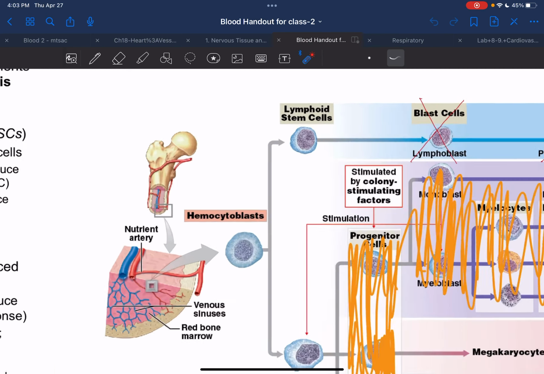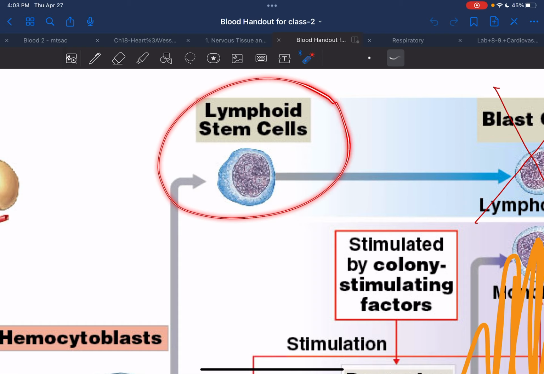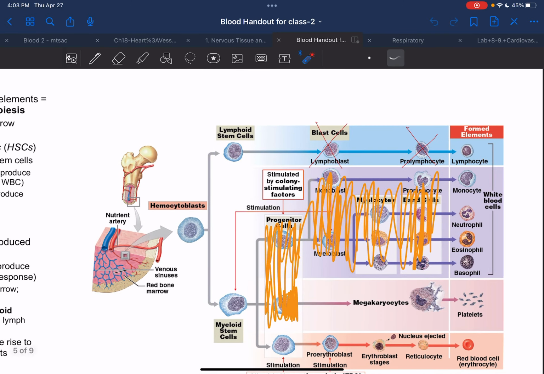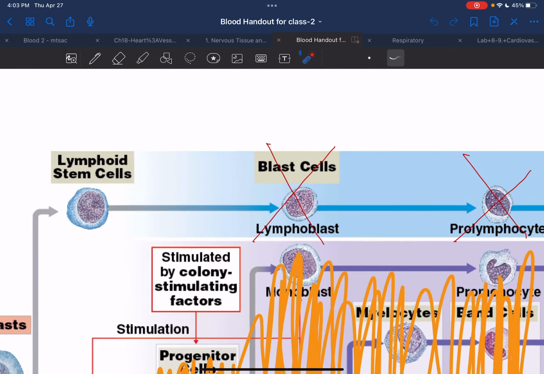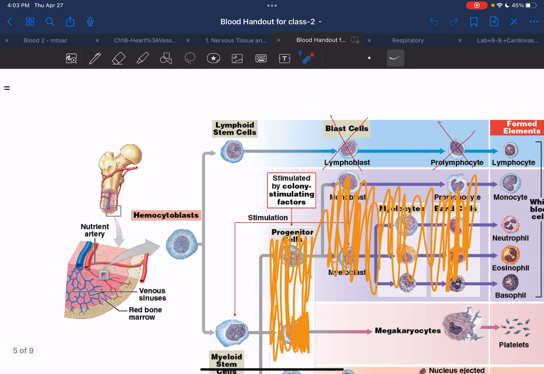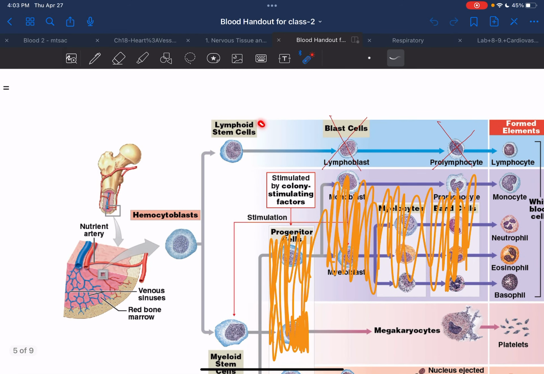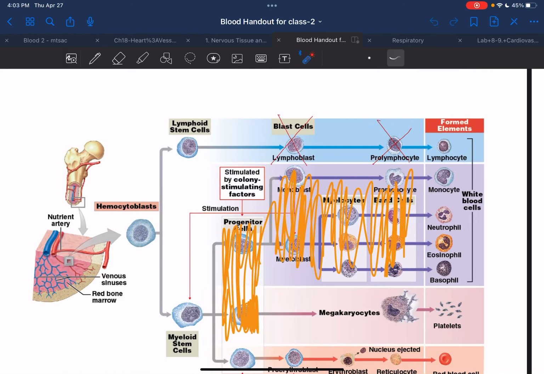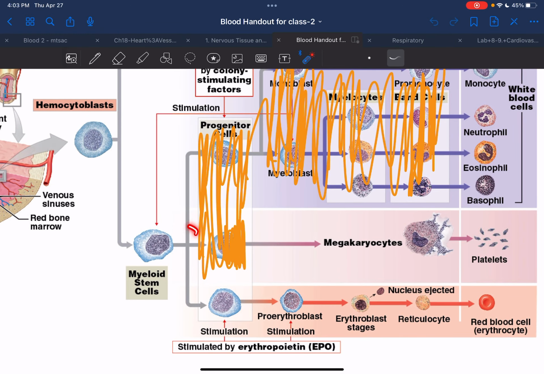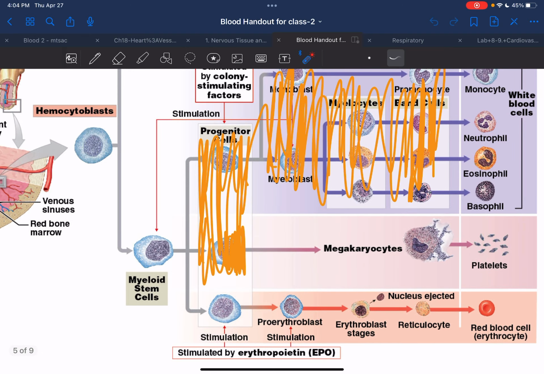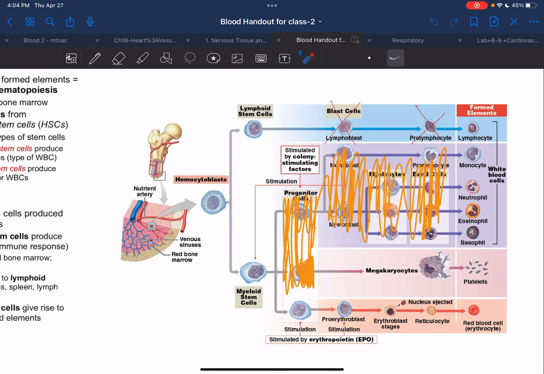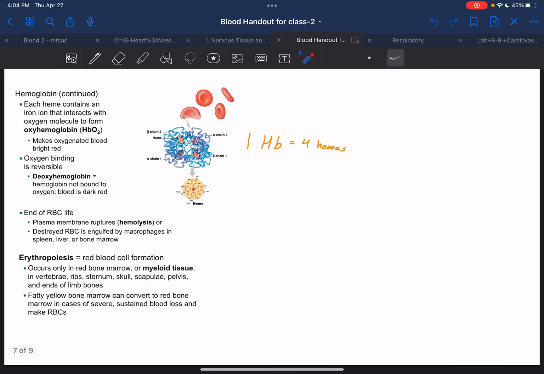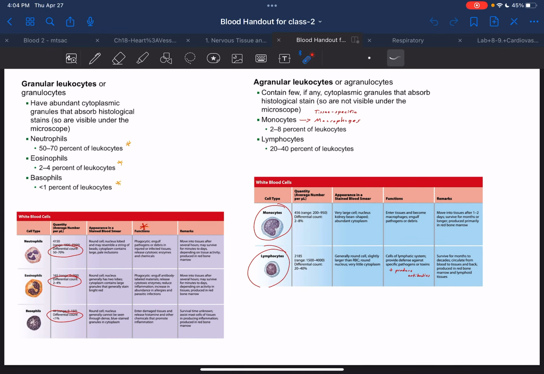We need to know our lineages, right? We have lymphoid stem cells. We have to know what cells arise, or differentiate, out of these stem cell populations. Lymphoid stem cells create our lymphocytes, and the rest of them differentiate from myeloid stem cells. We have to know the functions of every single one of our white blood cells.